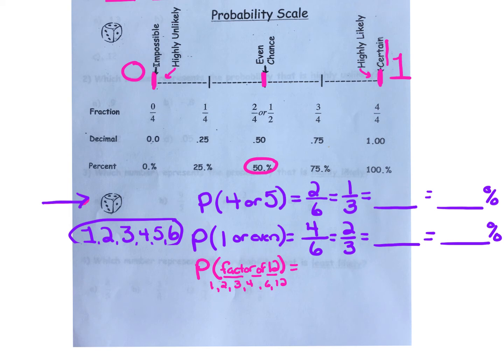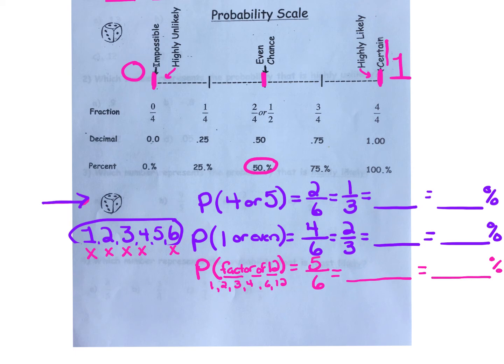Well, if we look at our pool of elements, 1 would be a success, so would a 2. A 3 would be a success. A 4 would be a success, and a 6 would be a success. Well, out of 6 possible outcomes, there are 5 successes. Convert that to a decimal and then to a percent.